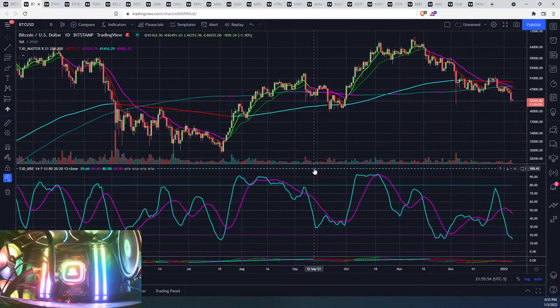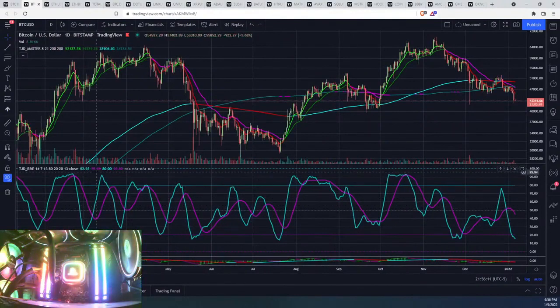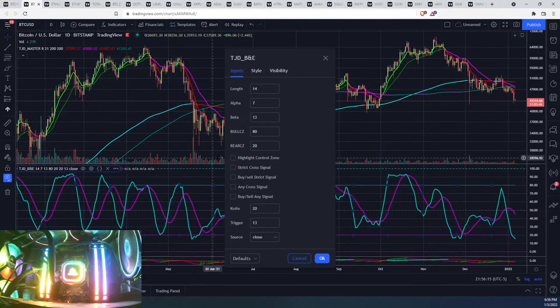And then we have our max level, which is 100, and 0 on the bottom. The knife can operate outside those levels, but the stochastics cannot. They obviously max out at 0 and 100. So that's our stochastics. Now what we do is we use the crosses of these stochastics to determine our buy levels, and then also obviously the control zones.